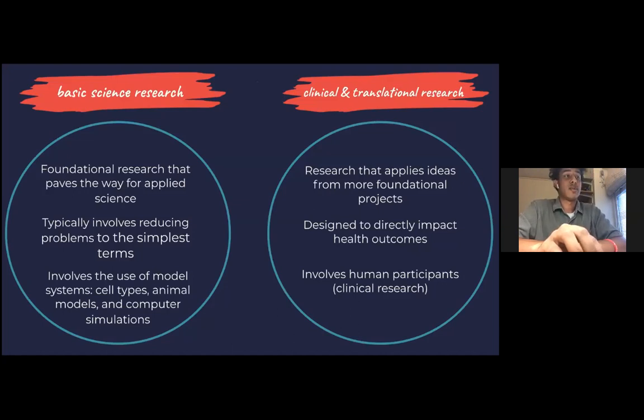as compared to what we call basic science research. First, basic science research is more fundamental and foundational research that typically is designed to pave the way for more applied science and medicine. This typically involves reducing particular problems to their simplest terms, and then using model systems in order to tackle those problems. So think of using different kinds of cell types and animal models, like lab mice for different kinds of experiments. And then sometimes computer simulations are also used.